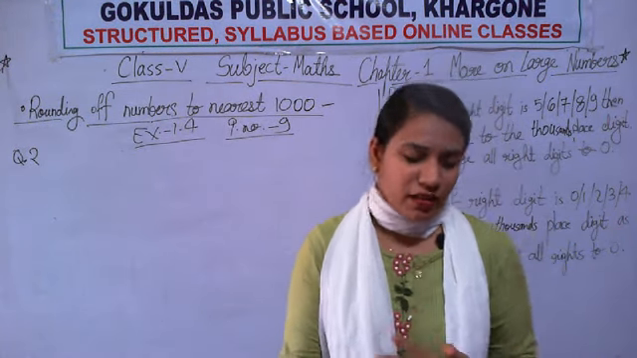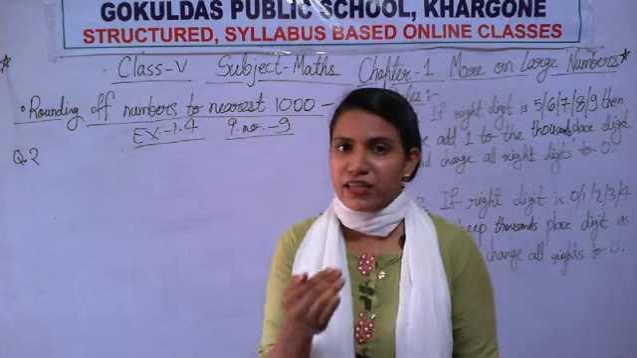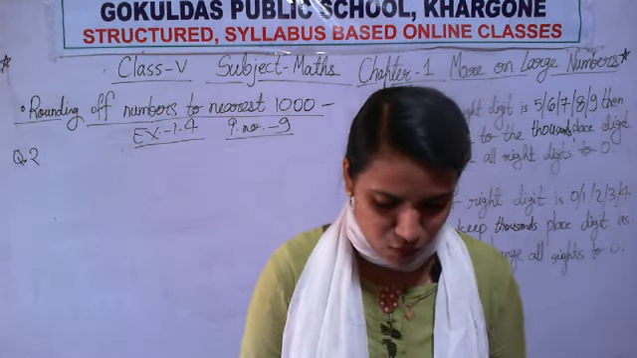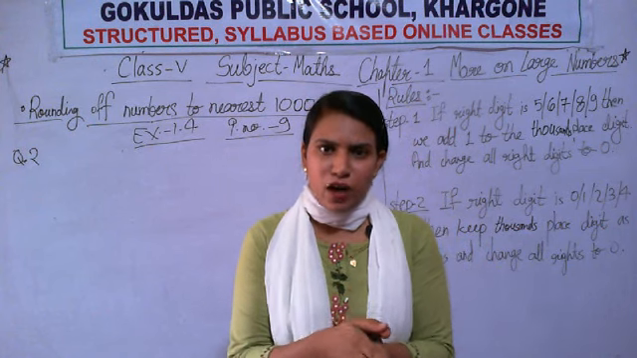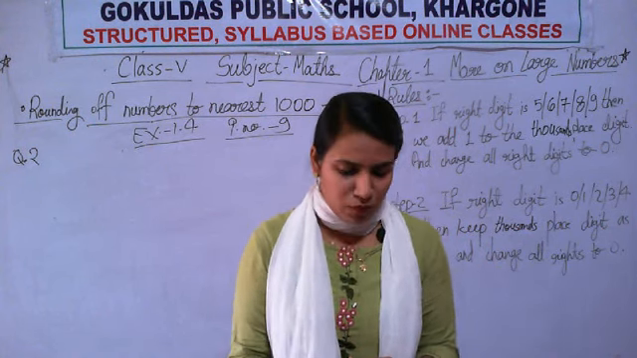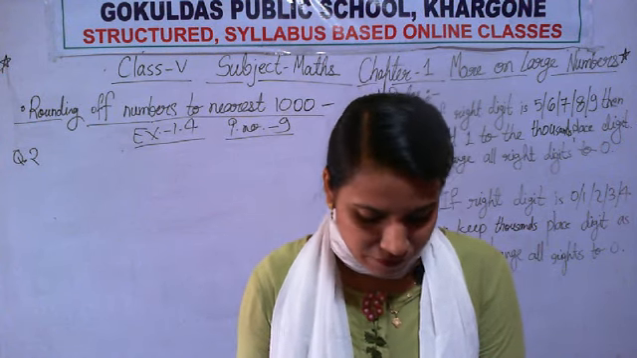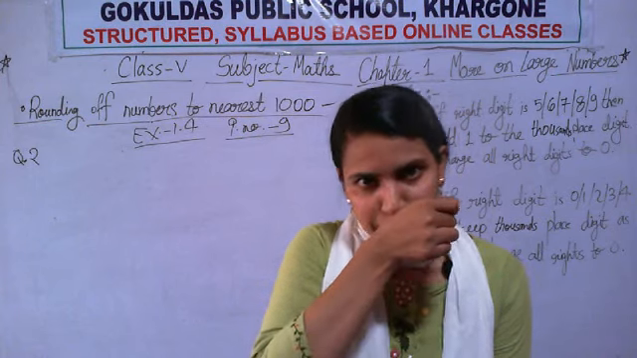I hope you got the exercise, that is rounding off numbers to the nearest 10, nearest 100 and nearest 1000. Okay, but if you still have any doubts, you can re-watch this video, understand the topic, then perform the questions based on this topic. Or try to solve questions on your own.